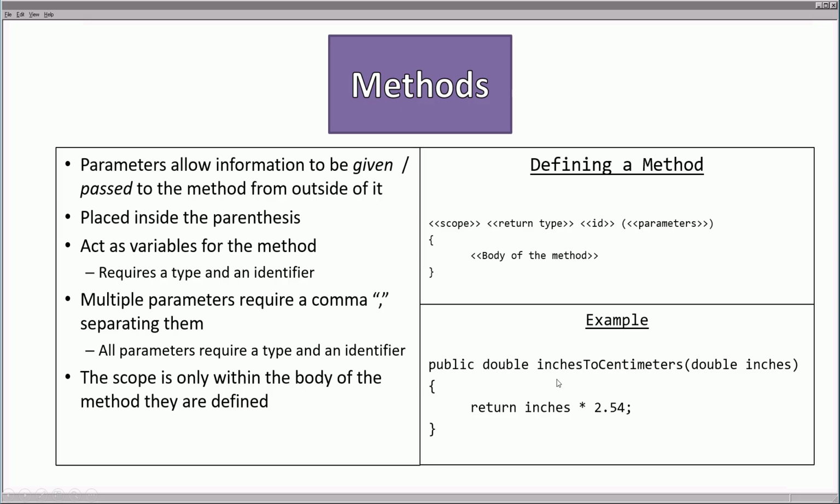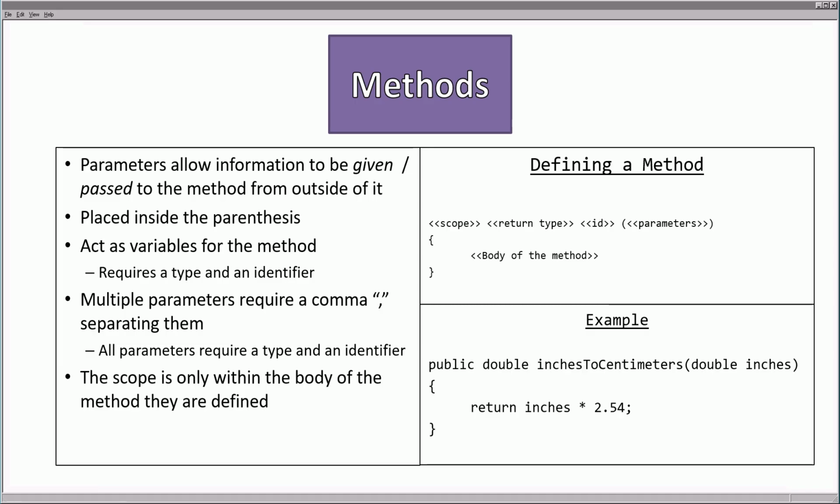Now, what are we doing? Well, we're converting inches to centimeters. In order to do this, we need to be given information in order to calculate this. This means we need a parameter, and here it is right here, double inches. So this value is passed inside of here, and it stores that information inside of this parameter, inches. Then we return this value multiplied by 2.54.